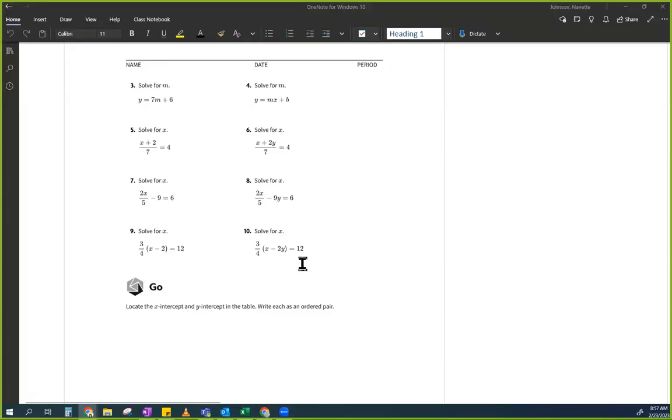All right, welcome back. We are going to be doing solving equations. So we're going to do number 10 right here. It says solve for x. And so when we're solving for x, our goal is to get x by himself.